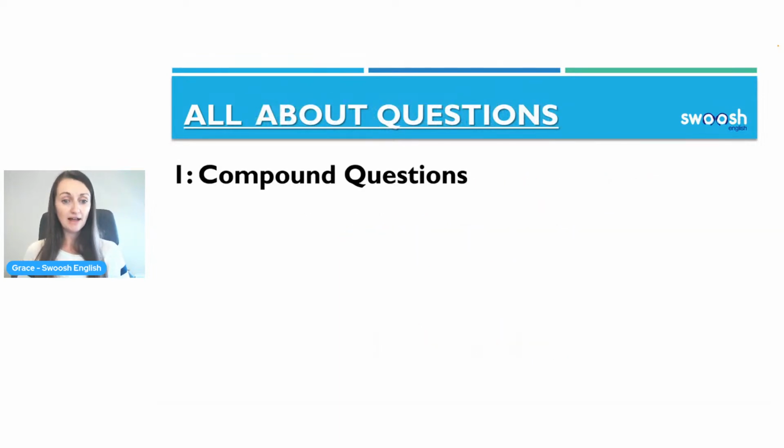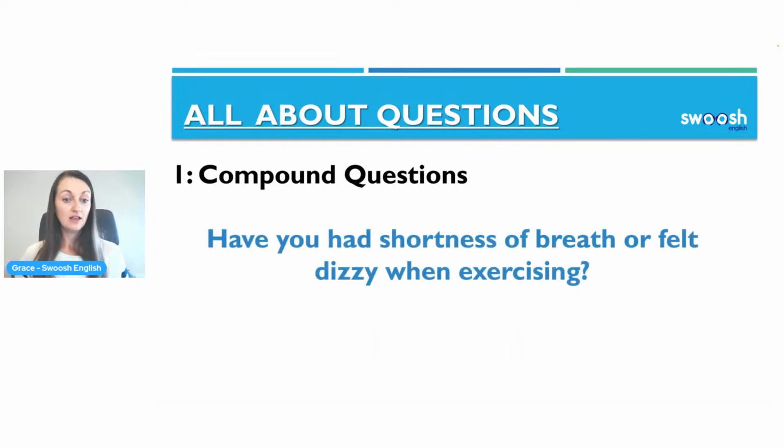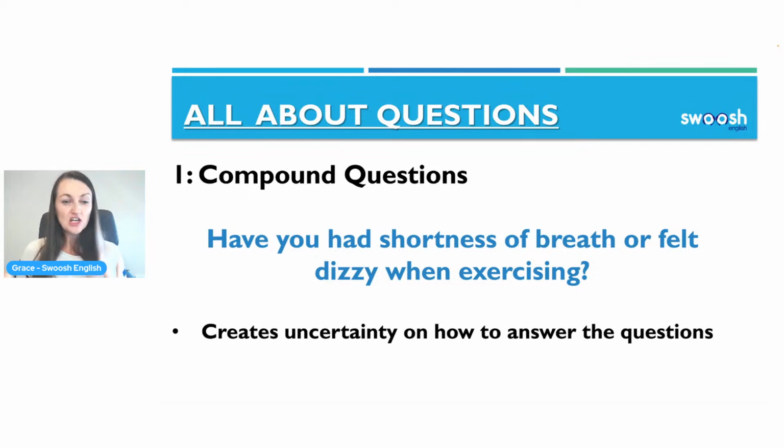Firstly, compound questions. What are compound questions? Have you had shortness of breath or felt dizzy when exercising? Can you see in this question, we're asking about two separate things. We're asking about shortness of breath and feeling dizzy. If you ask a question like this, the patient might only answer one of them, or it might cause confusion. So it creates uncertainty on how to answer the question.